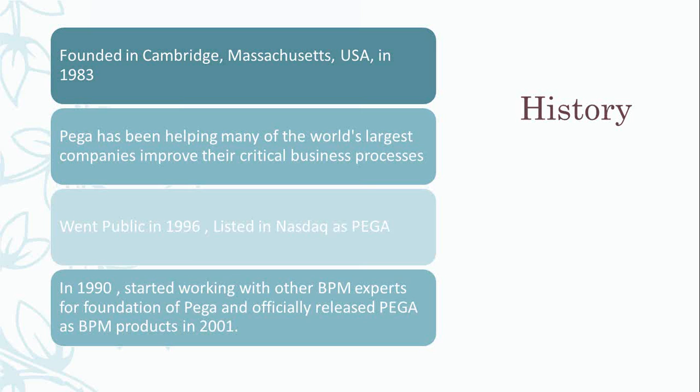In the 90s, they formed a team with some BPM experts, which became the foundation of Pega. Initially, they faced a lot of financial crunch and a lot of security investigation for account frauds, so they went through some difficulties. They went public in 1996 on NASDAQ, and they released the first version of Pega in 2001. So whenever you see Pega, it is registered from 2001 to 2017 as of now.